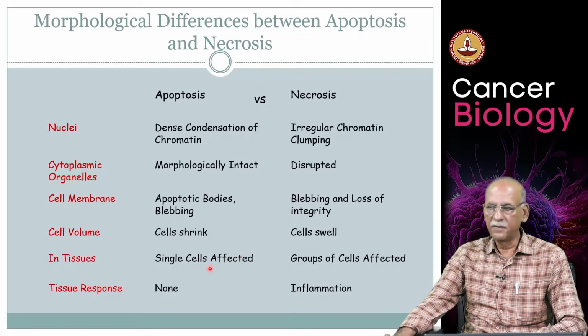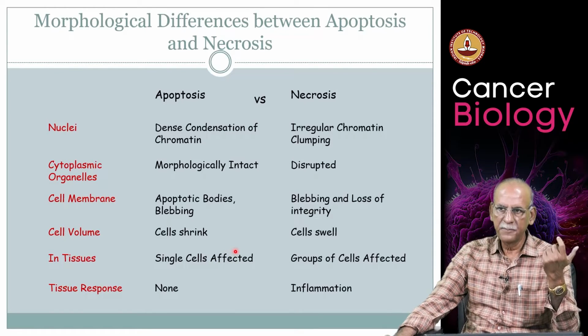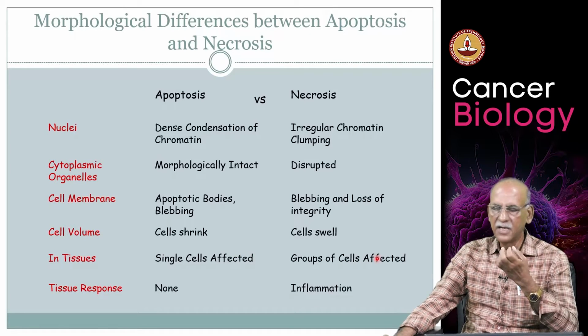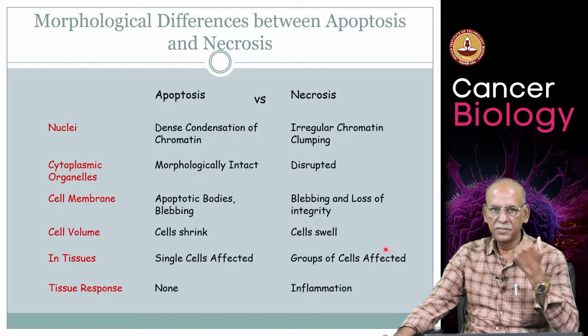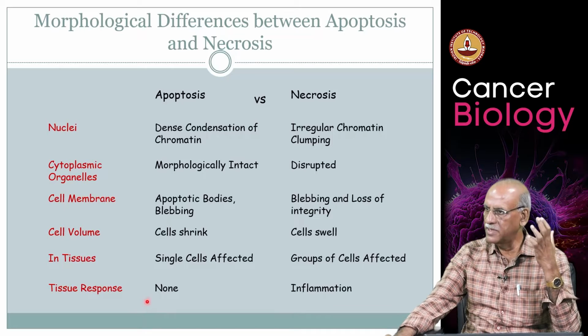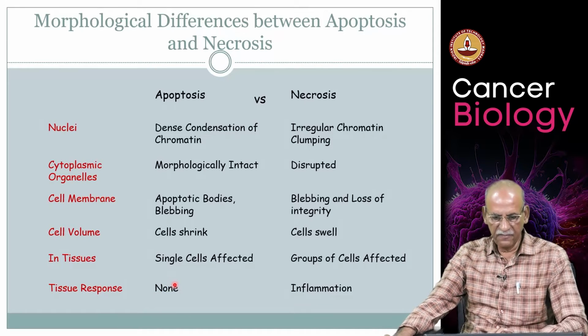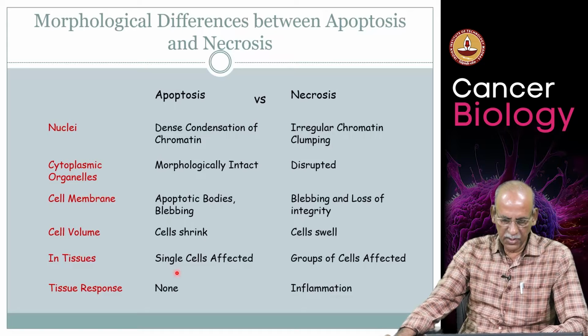Single cells are affected because each cell decides, based on the signals it receives, whether to die or not. So, a single cell can be affected, whereas here it is a group of cells. Inflammation is observed in necrosis, but no inflammation in apoptosis. So, these are the major differences that you may have to understand.